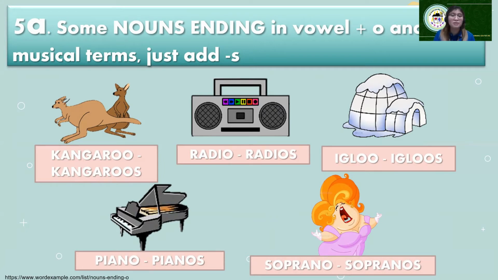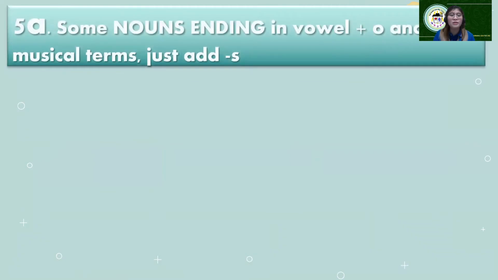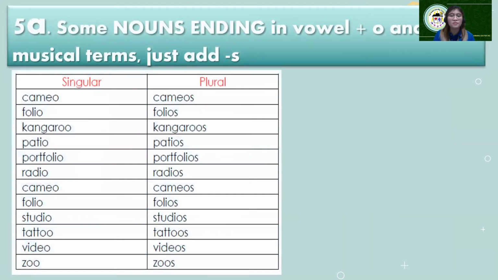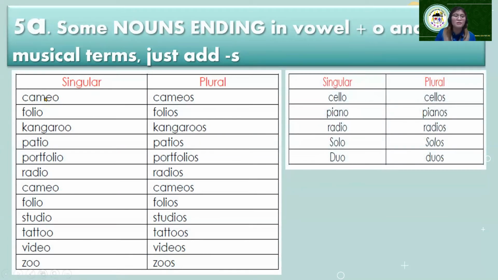However, we also have an exception to this. Sometimes, when the nouns are ending in vowel and O, here are some other examples, plus some other musical terms. Here are some examples, okay? We have cameo to cameos, folio to folios, kangaroo, patios, portfolio, radio, studio, tattoo, video, zoo. So these are nouns ending in vowel plus O. And here are some musical terms that just add S, like cello, piano, radio, solo, and duo.